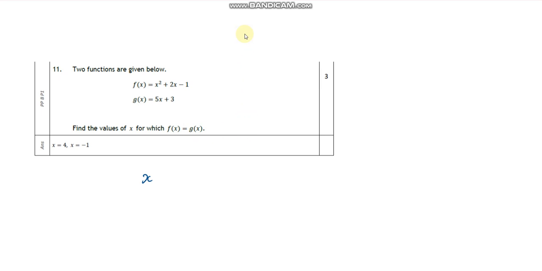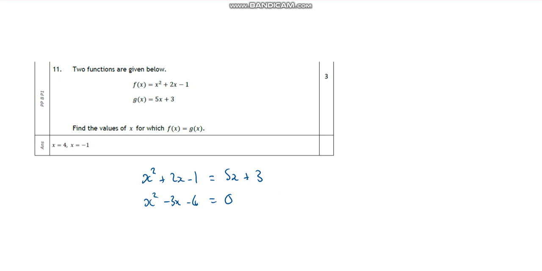This is a great question. And don't lose marks for thinking, oh, I don't know how to do this. Do what it's telling you. f of x equals g of x. Okay. How would I solve that? Get it all to one side. x squared, take away 5x from both sides. Take away 3 from both sides, so that's x squared minus 3x minus 4 equals 0.